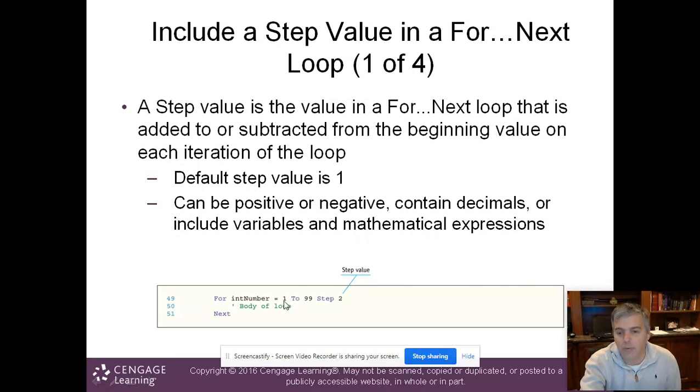So this would go 1, 3, 5, 7, 9. So it would skip a value. You could do step 5. It would go 1, 5, 10, 15, 20. And there are situations where you might want to do something like that.